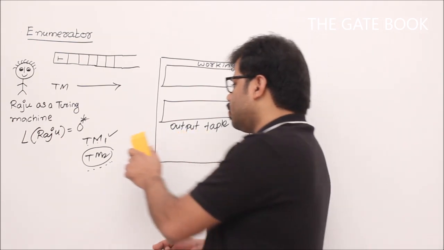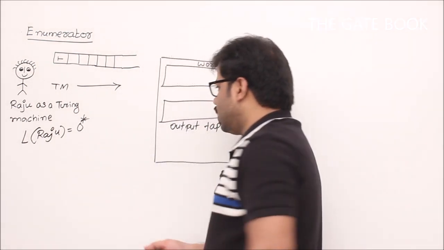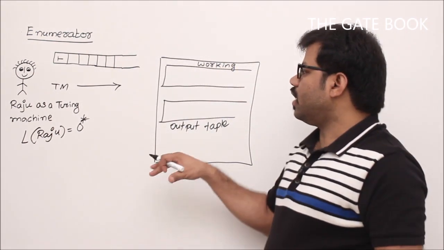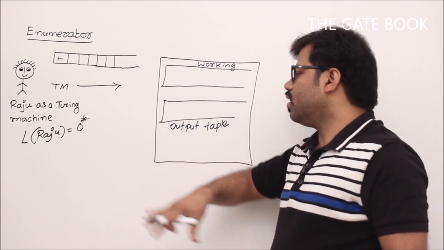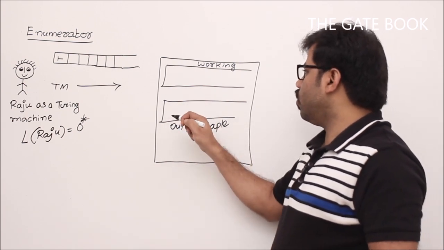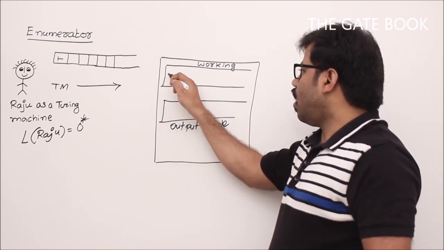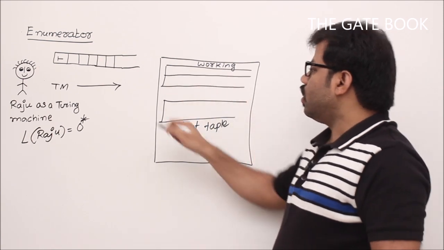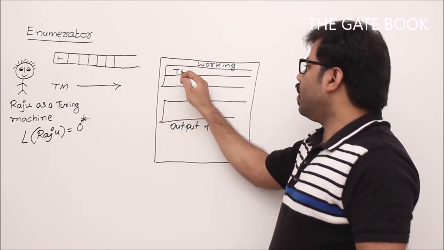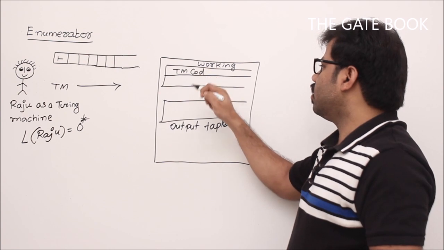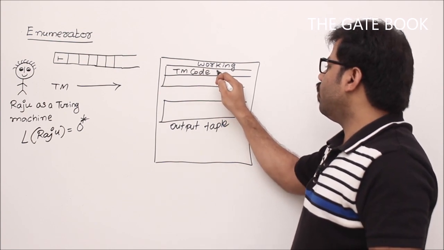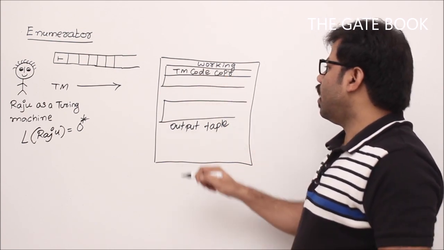Okay. Now, with that capability, your generator is like a Turing machine, right? So first, at a high level, I will tell you what it is going to do. On its working tape, Raju's Turing machine code will be copied. Assume like that. So Raju's Turing machine code we copy here.